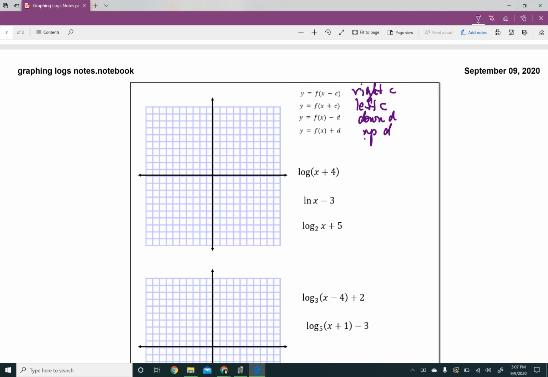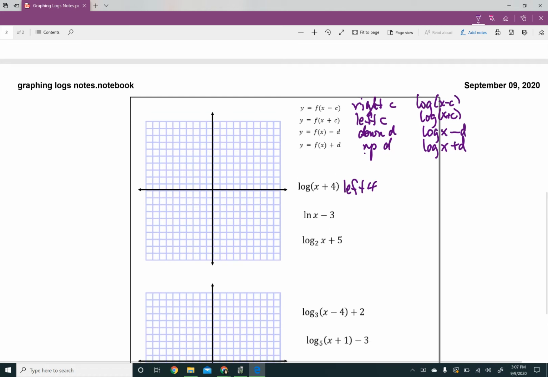So what would this look like in terms of our logarithm functions? Well, it would be log of x minus c, log of x plus c, log of x minus d, log of x plus d. So this is kind of what it would look like for our logarithm. In this function, the logarithm of x plus 4, it's inside with x. So this means that it's going to move left 4.